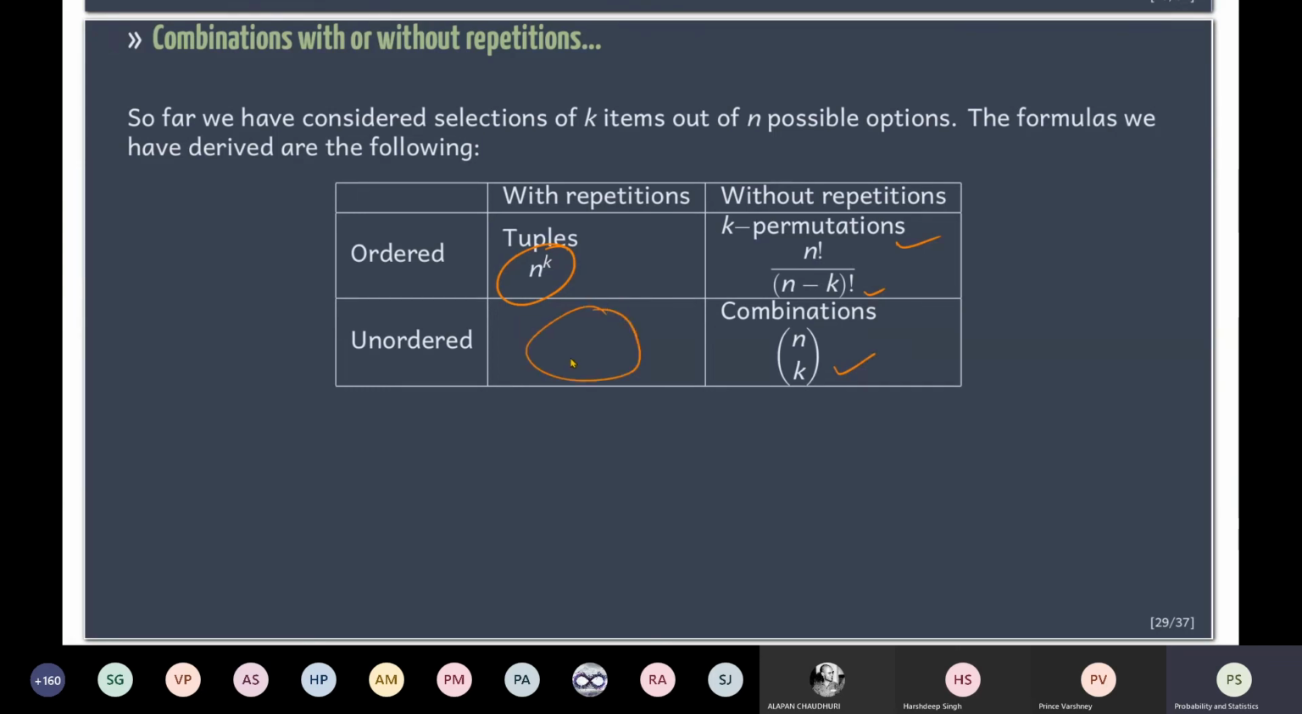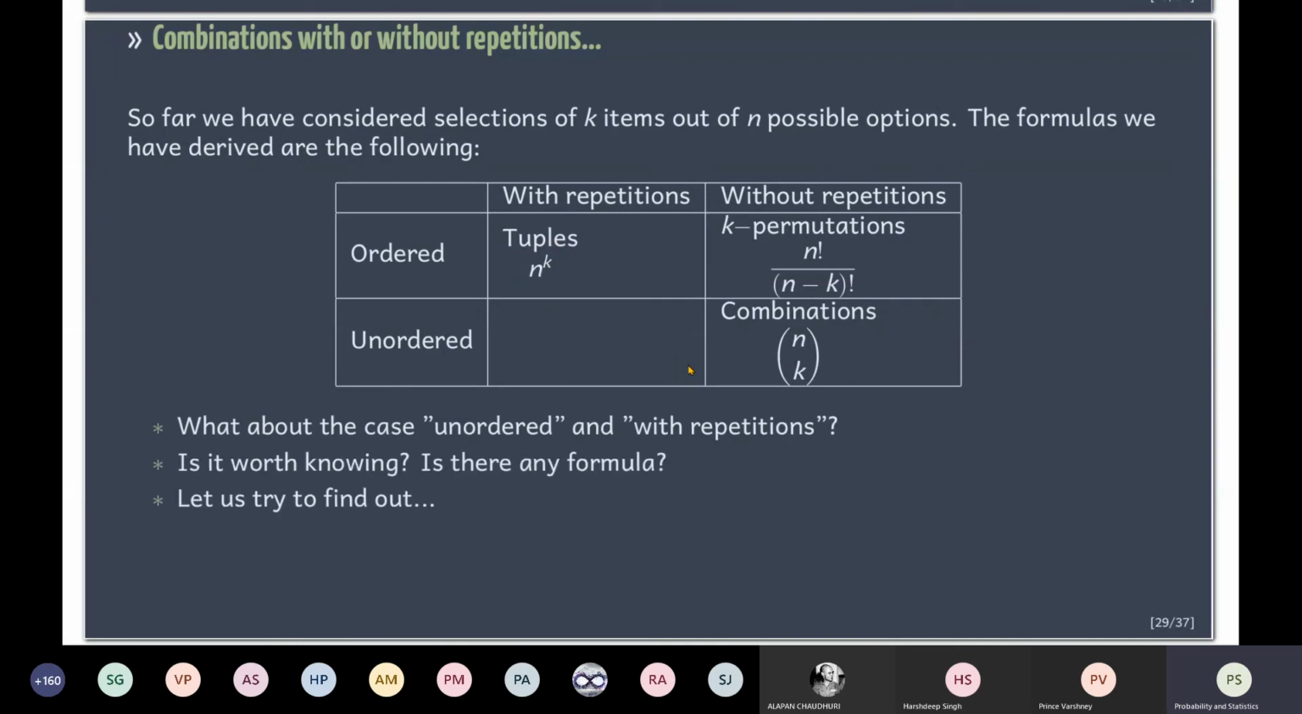I think I will take 1 or 2 minutes more, okay? I'm not sure if I can complete this now, but let me do as much as possible. So this is something that is not yet filled, but it can be derived with some simple tricks. So is there any formula for this? That's what we want to see. We have not seen this yet.